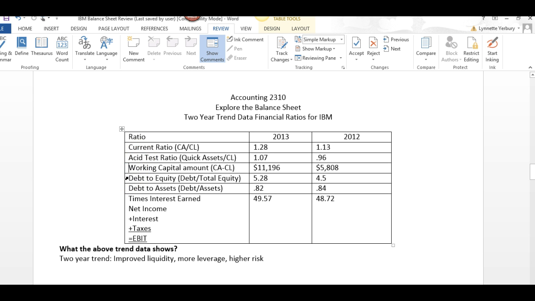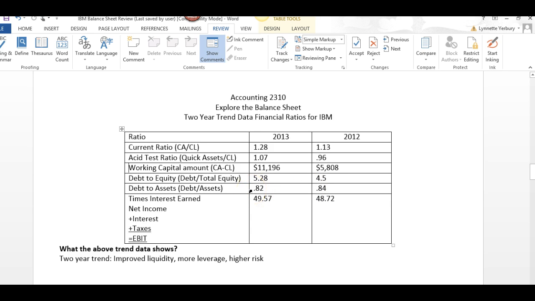You look at debt to equity, and it's pretty telling. IBM doesn't have a lot of common stock outstanding. They depend mostly on debt to finance operations. For every dollar they had in equity, they had $4.50 in debt, and that increased. So risk increased between 2012 and 2013. IBM uses a lot of leverage, as is discussed on the last pages of your chapter. Here's the ratio that I added. If you look at debt as a percent of assets, 84% of the assets are financed with debt for IBM.